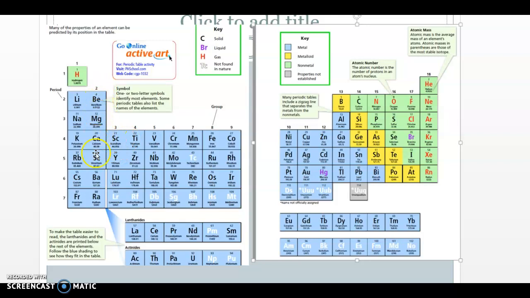Then we get into more things. This is group 2. It's called the alkaline earth metals. Again, very reactive, like I mentioned, they like to make compounds with different things, so they're not necessarily found alone.